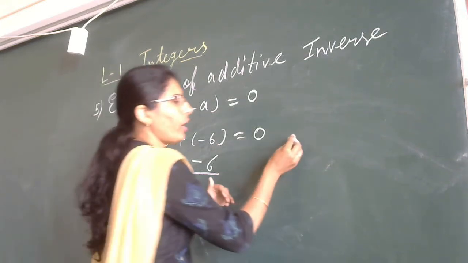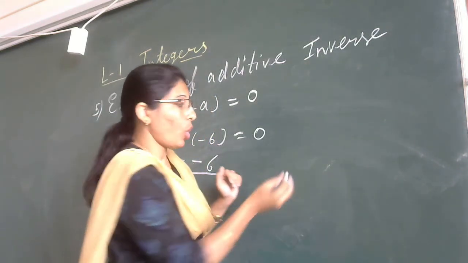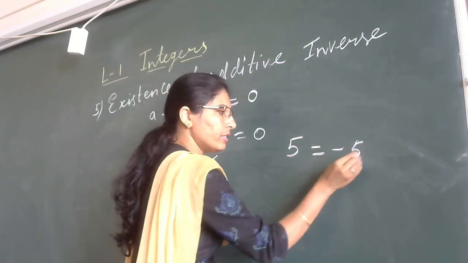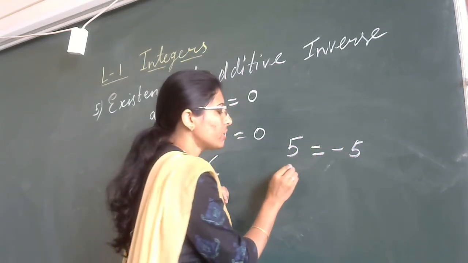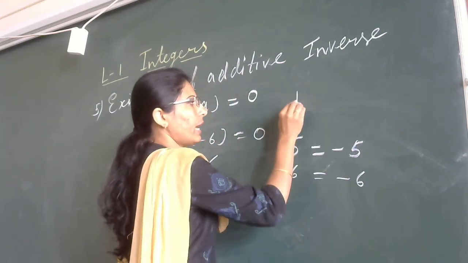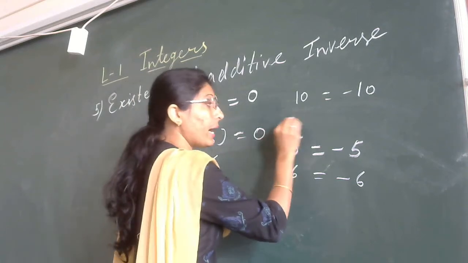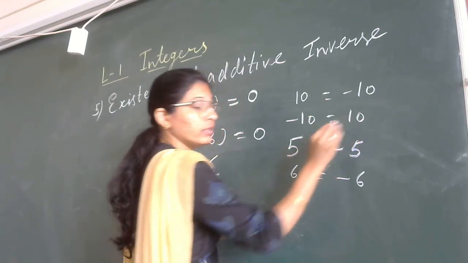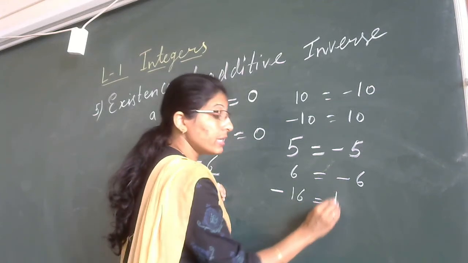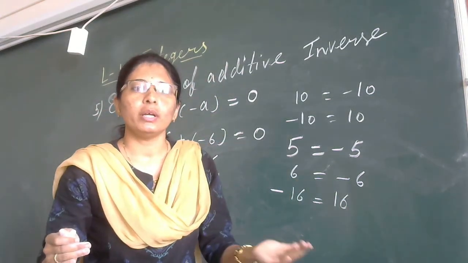For example, what is the additive inverse of these numbers? The additive inverse of 5 is minus 5. The additive inverse of 6 is minus 6. The additive inverse of 10 is minus 10. The additive inverse of minus 10 is 10. The additive inverse of minus 16 is 16. It's the opposite that will be the additive inverse.